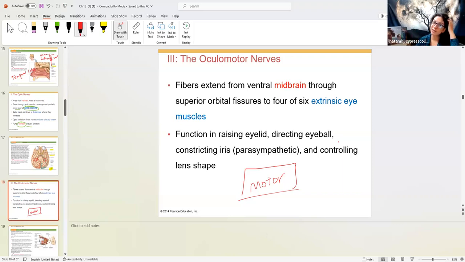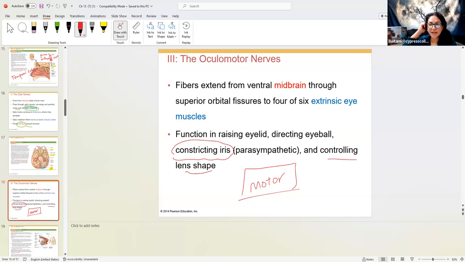And also, if you remember, the oculomotor nerve, or cranial nerve number 3, is one of the cranial nerves carrying the parasympathetic fibers. The parasympathetic fibers of the oculomotor nerve are responsible for controlling the pupil size by constricting the iris and also controlling the lens shape.